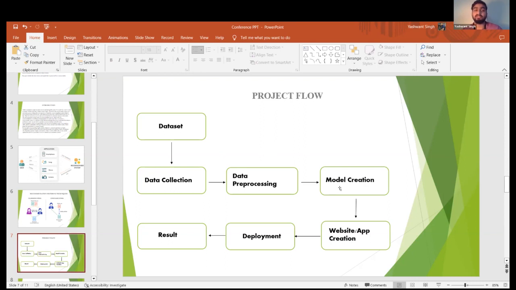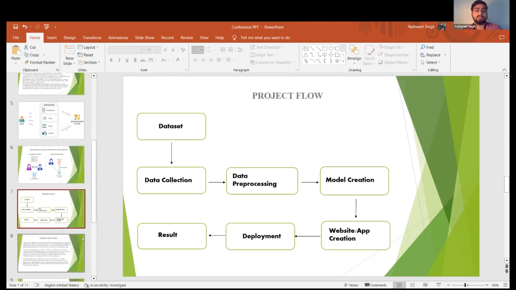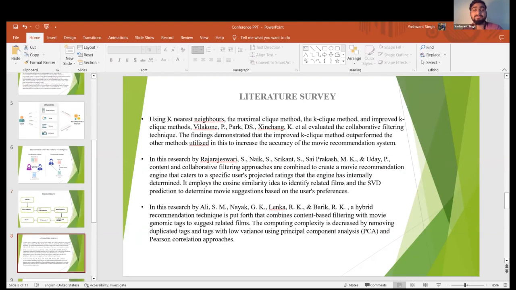which we discussed earlier, like the various recommendation systems that we discussed earlier. Then once the model is created, we'll create a website so that we have a nice user experience. And once everything is done, then we'll deploy the model. After combining both the model and the website, we'll deploy our recommendation system so that the users can use it. And here is the literature survey.